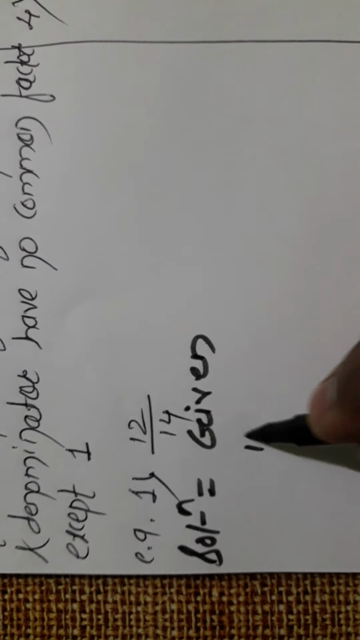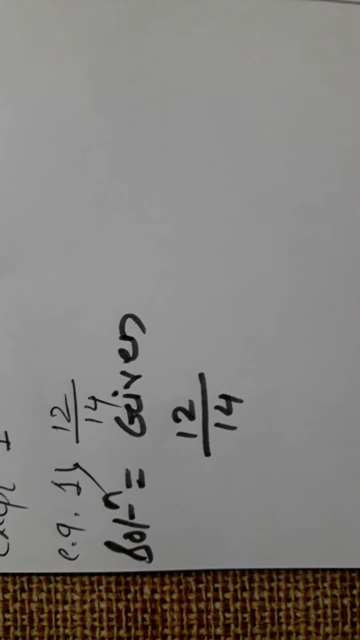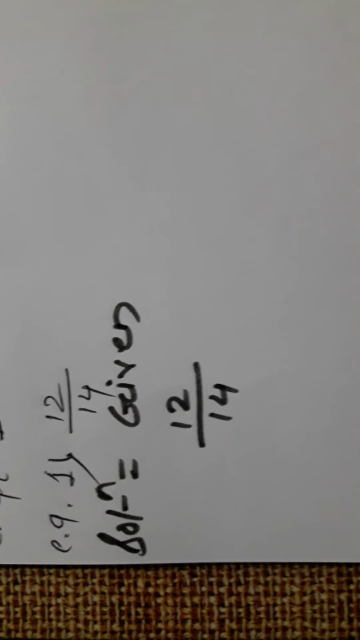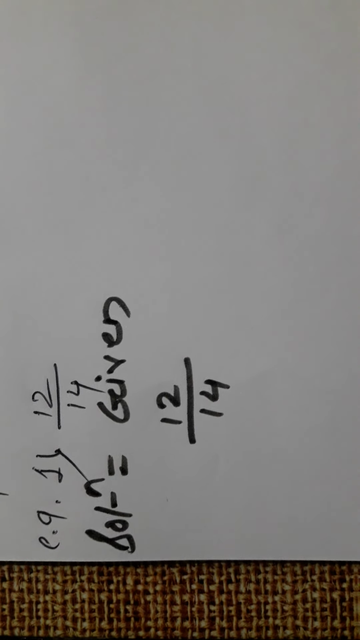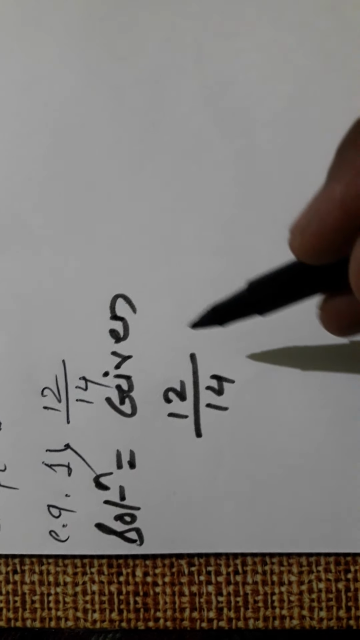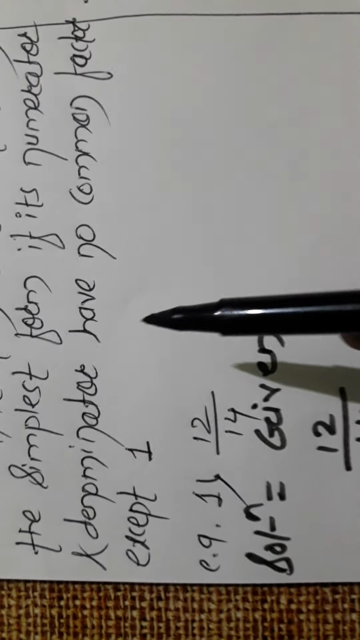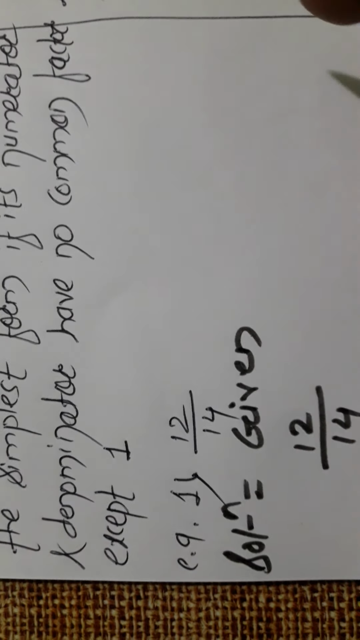What is given? 12 upon 14. Okay, now here we have to think about one such number. After dividing the numerator and denominator of the given fraction, we will get what? We will get this situation: no common factor except 1.